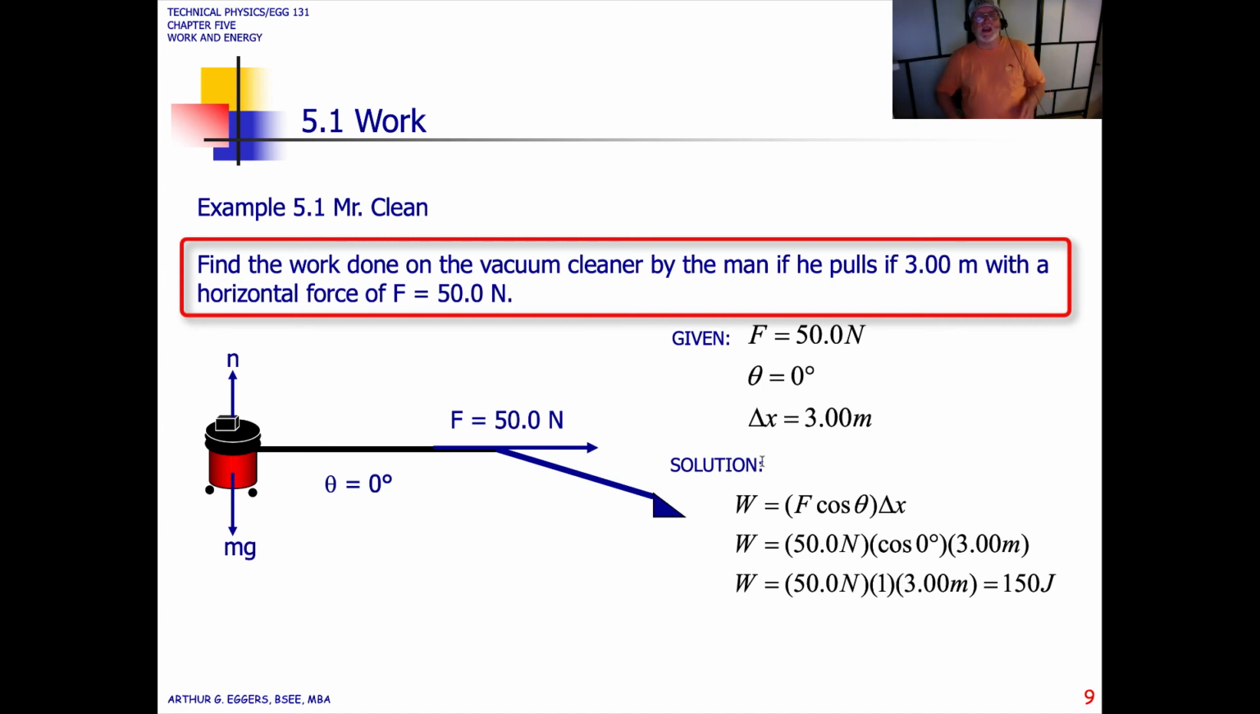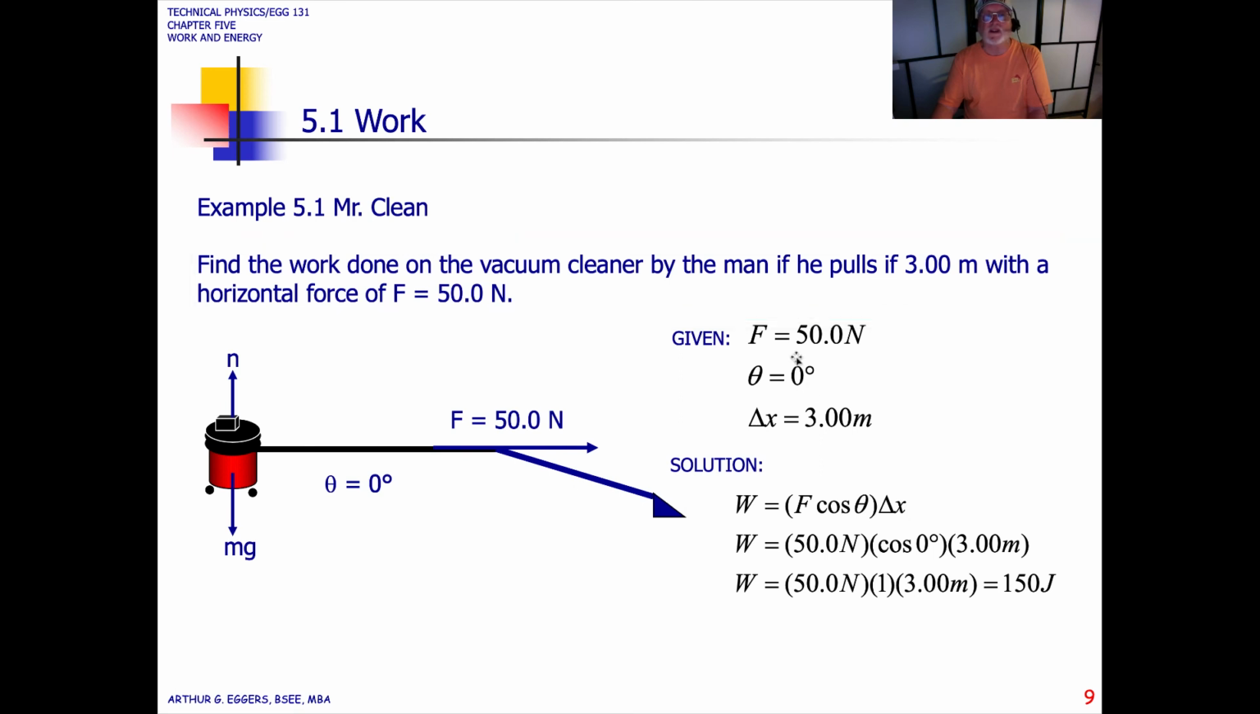So now let's change the geometry a little bit. Now we want to find the work done on the vacuum cleaner by the man. This is the work being done on the vacuum cleaner as the man pulls it 3 meters, but now he's pulling the hose straight parallel to the ground. So now we have no angle. The force is still 50 newtons. The angle now is 0, but the distance is still 3 meters.